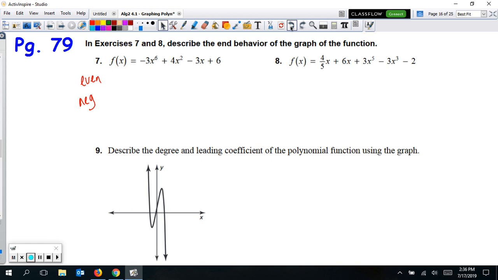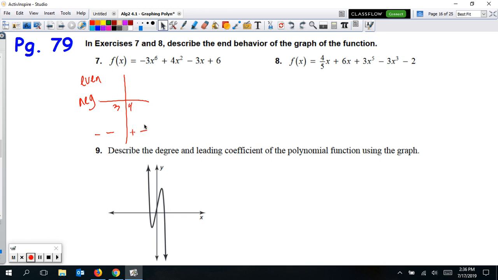So we have even and negative. If you go back to your core concept, I'm going to put a little coordinate plane here to show: when it's even, it's negative. Remember that when it's even, the arrows are both in the same direction. When it's negative, they're both opening down. So you're going to be in quadrant 3 and quadrant 4 with the arrows.